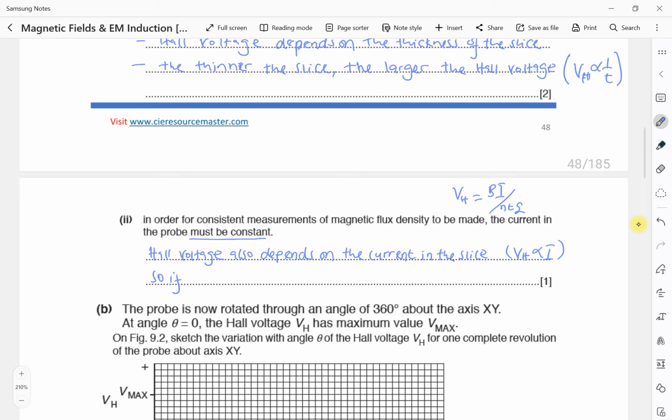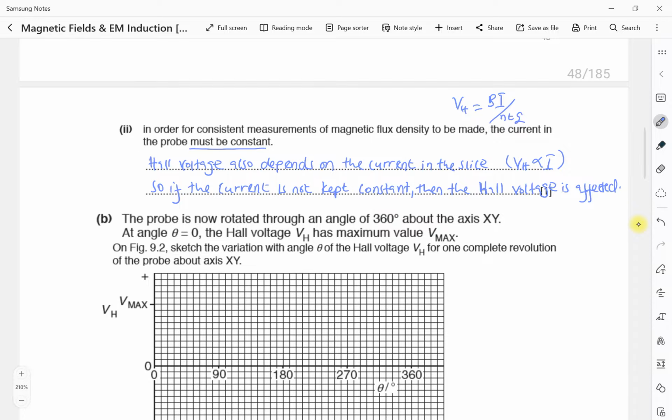So if the current is not kept constant, then the Hall voltage is affected. So if we don't want the Hall voltage to be affected, then we should ensure that the current remains constant.